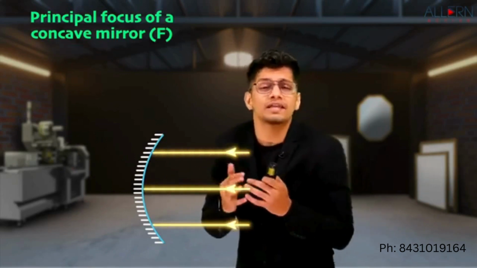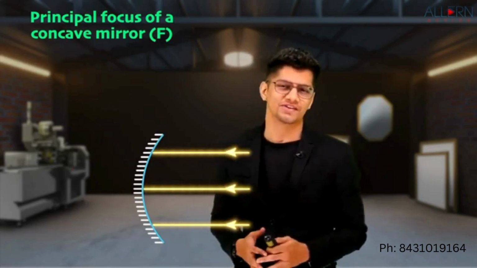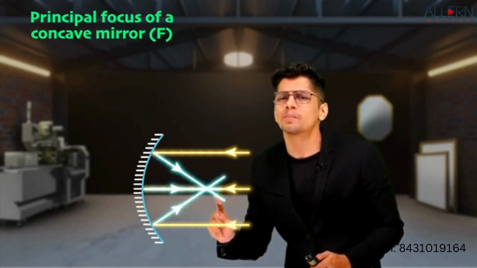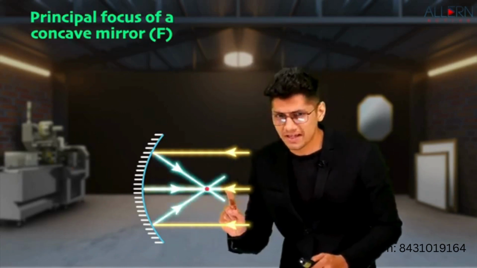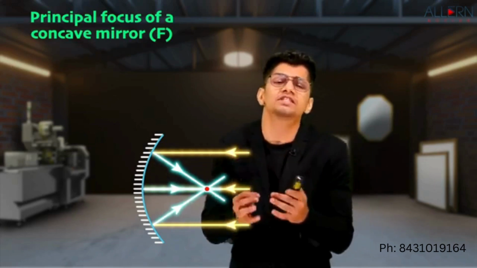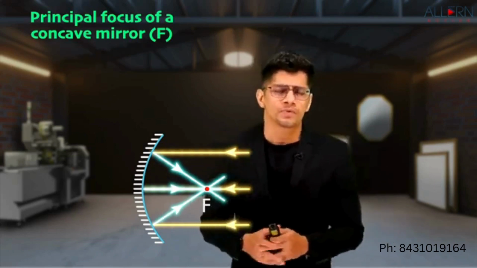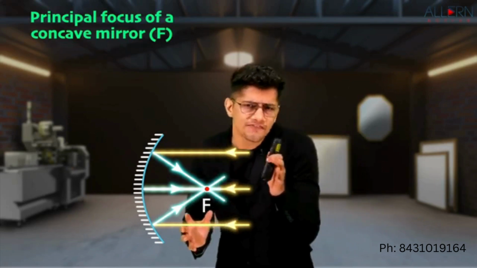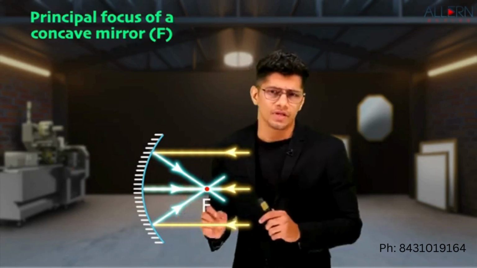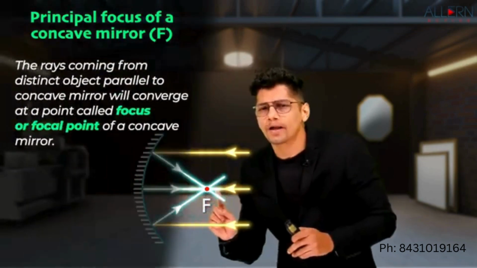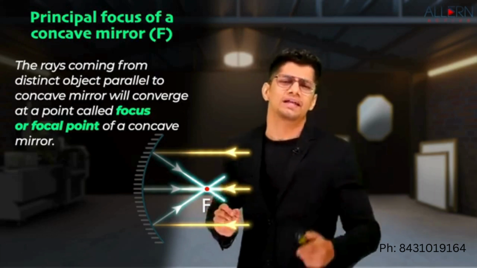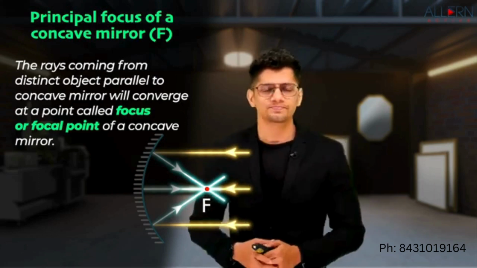And we know that concave mirrors are converging mirrors. Now, since they are going to converge, these rays after reflection are going to meet at one point. And this particular point where the rays meet after reflection is called the principal focus of a concave mirror. So the rays coming from a distant object parallel to the concave mirror will converge at a point, and this point is called the principal focus, denoted by capital F, of a concave mirror.